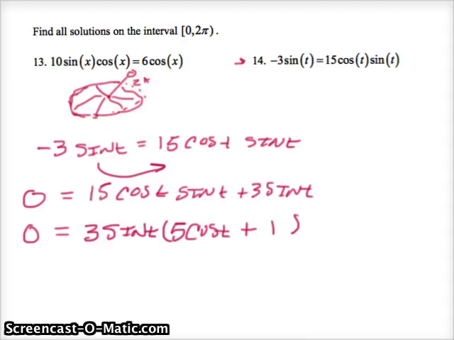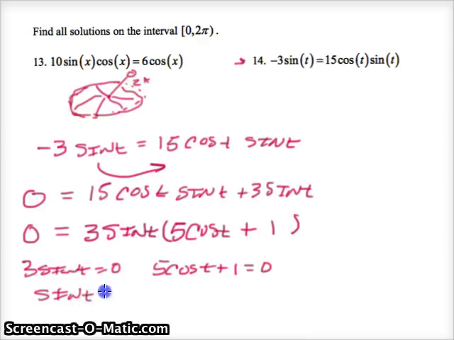Now we're going to use the zero product property. So here I'm going to have 3 sine of t, that could be 0, or 5 cosine t plus 1, that could be 0. In here, when we divide by 3, we have sine of t is equal to 0 over 3, or just 0. And where is sine 0 at? Sine is 0 at 0 radians and pi, okay? So 0 radians and pi.